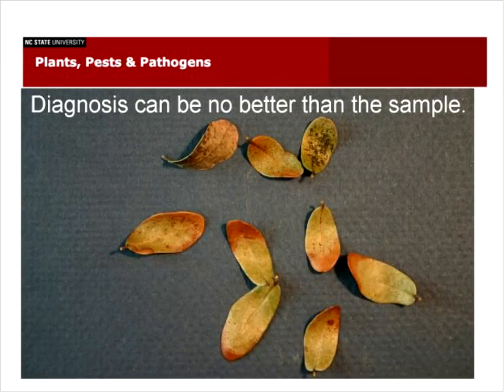First of all, though, I want to give you some tips and reminders about sampling when you're going to be sending samples into the Plant Disease and Insect Clinic. This was an actual sample received this year. I'm not putting it on to make anybody feel bad, but I do want to remind everyone that we need a complete sample to be able to do a complete diagnosis. In addition, this sample came in misidentified. It was identified as Yaupon, and it turned out to be a kind of oak.